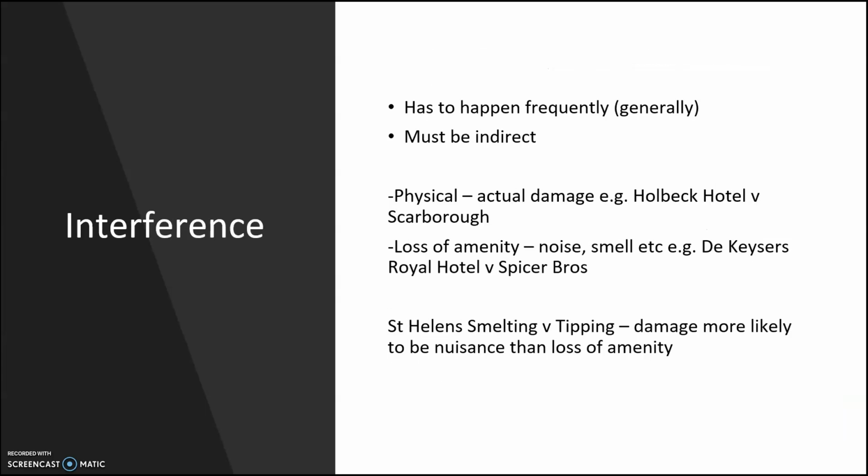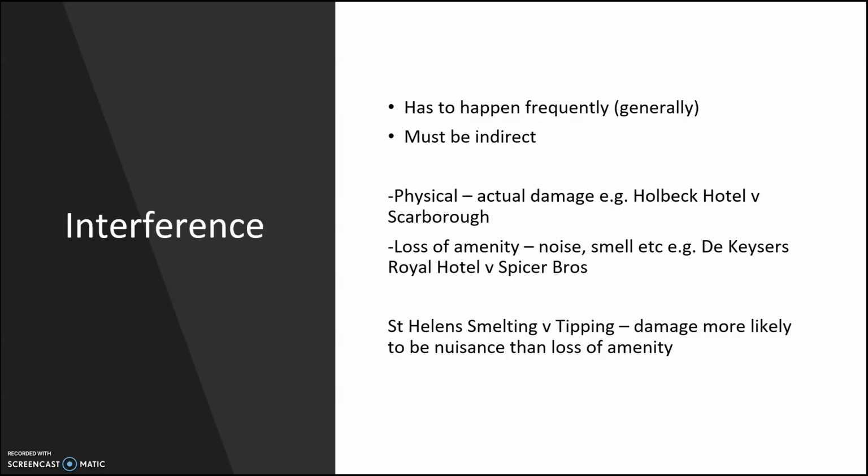The second part of the test is there has to be an interference. The interference has to happen frequently, often described as continuous. Generally, although there is an exception we'll come to a bit later on, generally it's got to happen continuously. It can't just be a one-off, generally. It also has to be indirect, so it has to be something where the defendant themselves aren't going onto your land and causing physical damage. It's something indirectly happening. So often things like noise or smell or vibrations. There are 2 types of interferences you can look out for in a scenario.